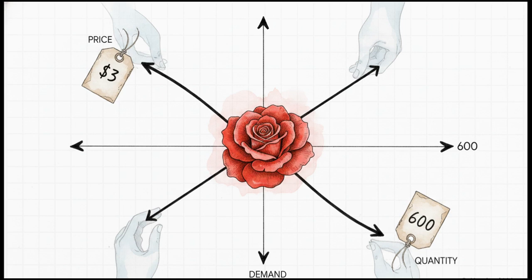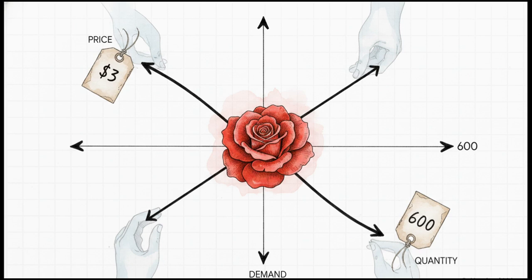If we put both of those curves into the same space, they're eventually going to cross. That exact point of intersection is called the market equilibrium. Let's say it happens at $3 per rose with 600 roses produced. This is basically a magical spot. It's the point where both consumers and producers are completely 100% happy to make a transaction.